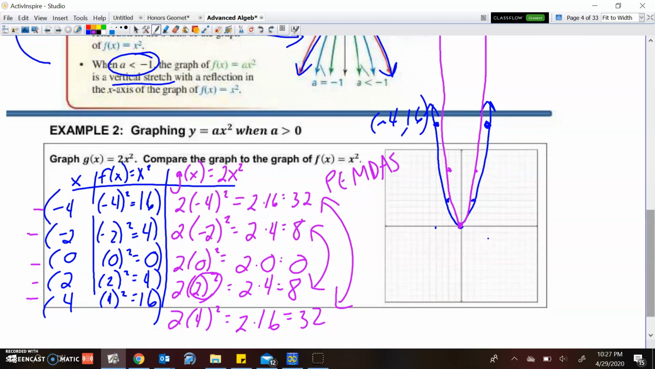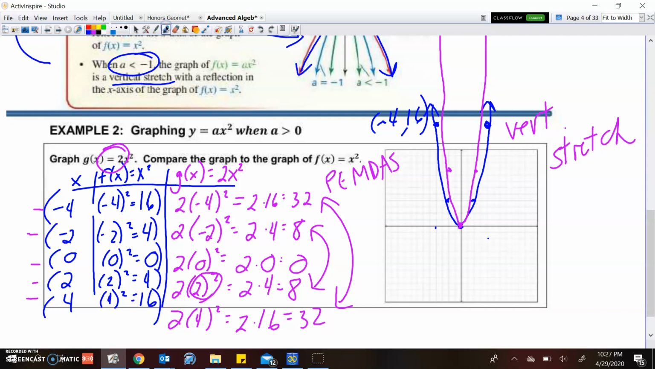First of all, it was positive, so it didn't flip upside down. It's still a smiley face, but it got a lot narrower, and that's known as a vertical stretch. Okay, and you could even say by a factor of 2. And what that means is, vertically, look what happened to my y value.